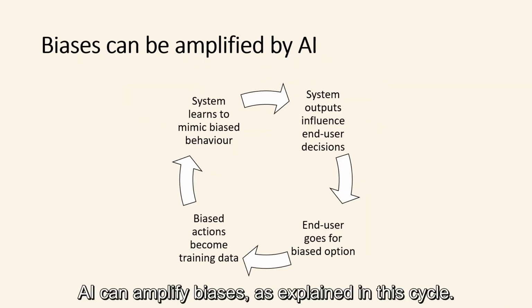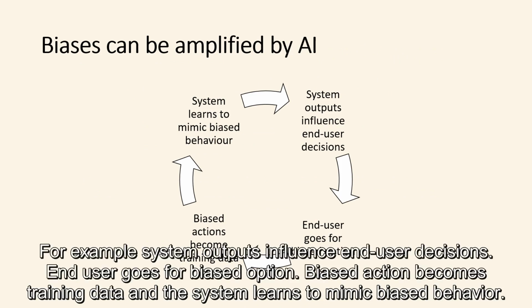AI systems can amplify biases as explained in this cycle. For example, system outputs influence end user decisions. The end user goes for a biased option, biased actions become training data, and the system learns to mimic biased behavior.